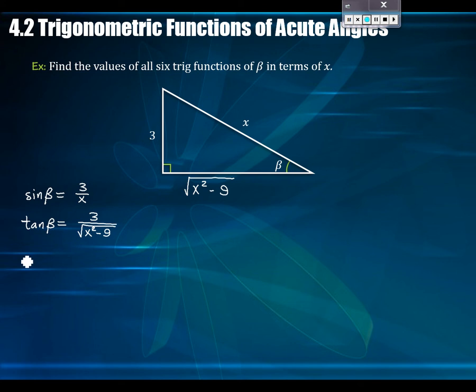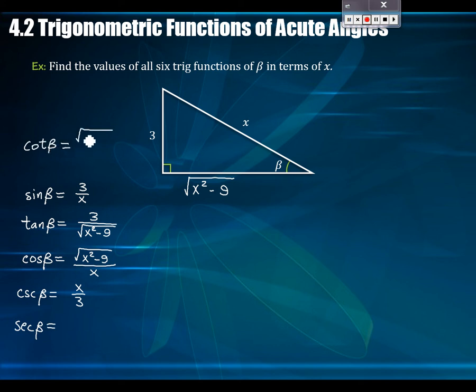And Cam, you want to give me another one? The cosine would be the square root of x squared minus 9 over x. Okay. And Eric, you want to do one? The cosecant would be x over 3. And Tammy, you got one? Okay, and then there's one more to get, secant. Tammy, what's the secant? It's x over the square root of x squared minus 9.